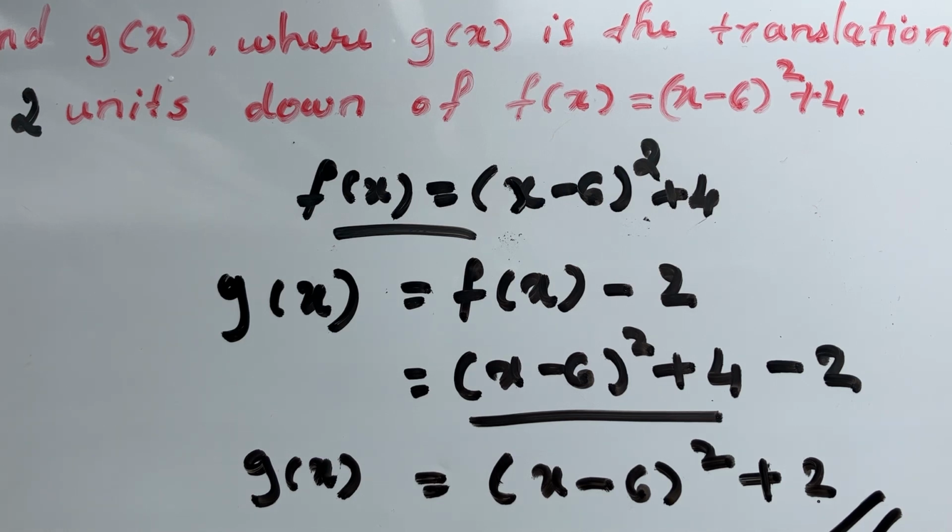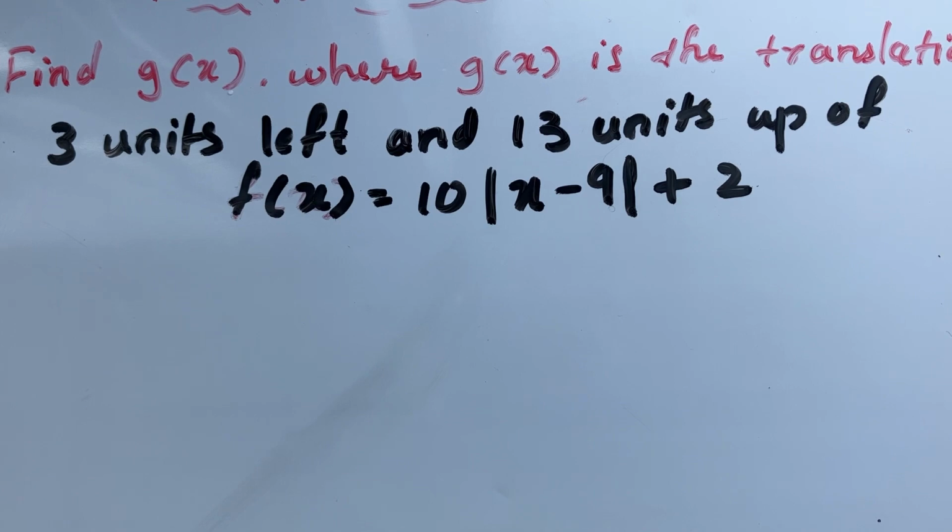Let's go to the second question. Find g of x, where g of x is the translation 3 units left and 13 units up of function f of x is equal to 10 times absolute value of x minus 9 plus 2. Here the new function g of x is translating both left side and upside.